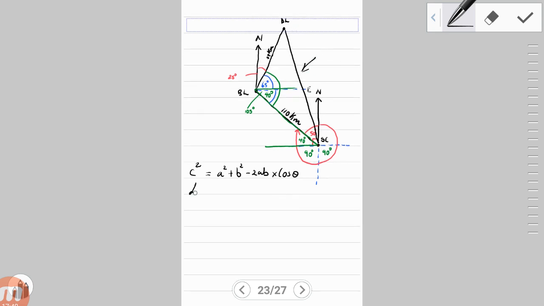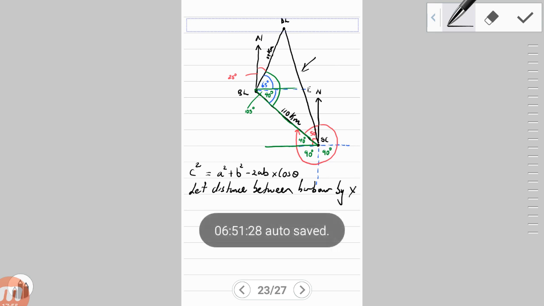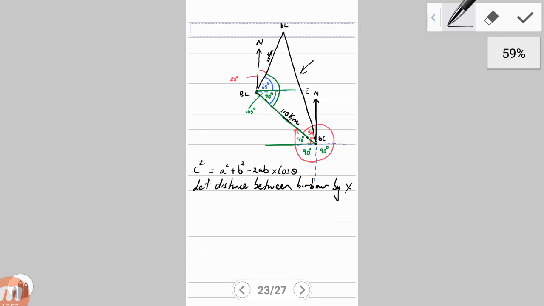So we're going to let the distance between the harbors be x. Once we have calculated x, we would have calculated the distance. So then x squared, or you could simply allow it to remain as c, no problem.